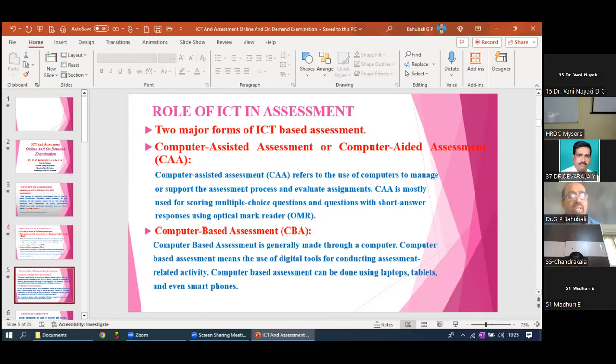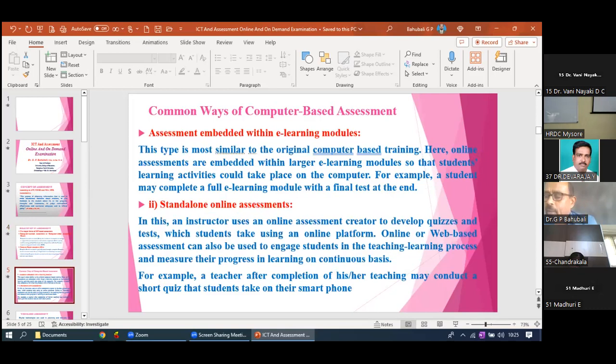Generally we call these forms of ICT, use of ICT in computers. Coming to the common ways of CBA, that is computer-based assessment, the first is assessment embedded within e-learning modules, and the second is stand-alone online assessment. These are the two major important things.